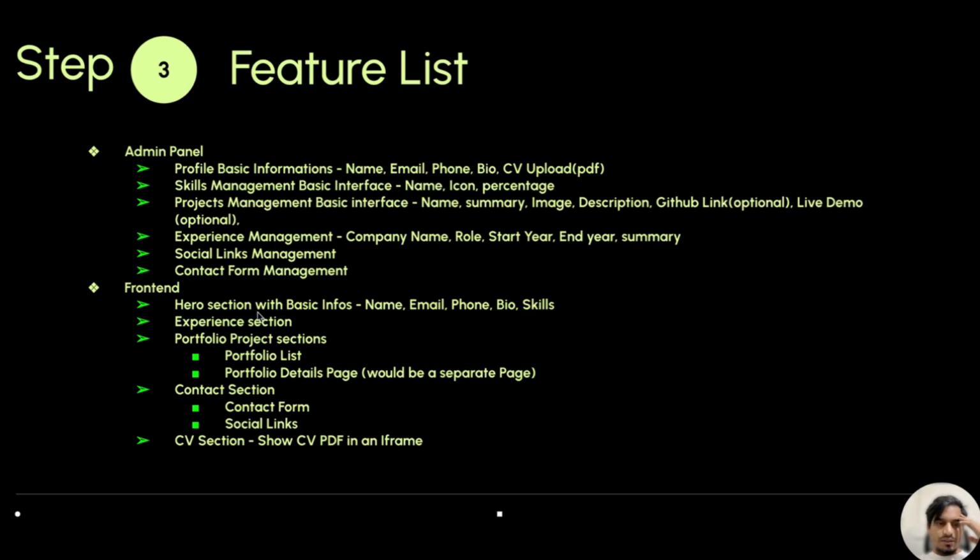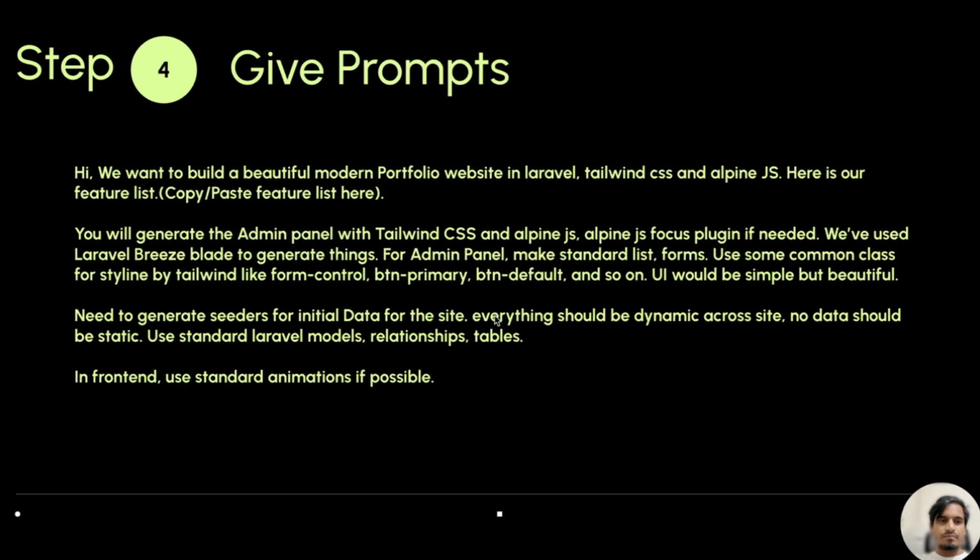Perfect. And for the front end, there would be a hero section with basic info: name, email, phone, bio, skills. There would be an experience section. There would be portfolio project sections. Portfolio will have a detail page, and there will be a contact section. In the contact section, there will be a contact form and some social links. And finally, there would be a CV section, so show the CV as a PDF in an iframe. So this is the feature list we want. That's great.